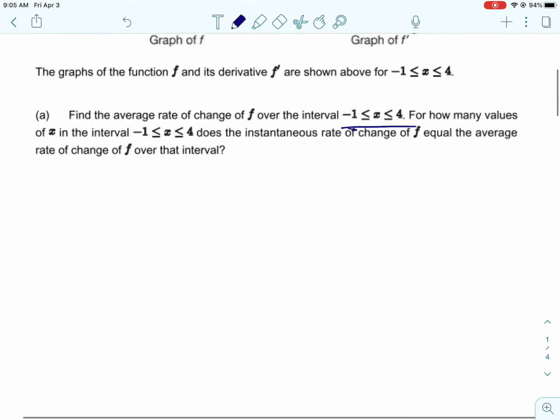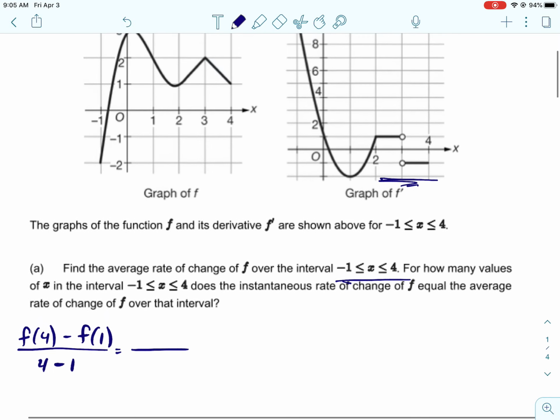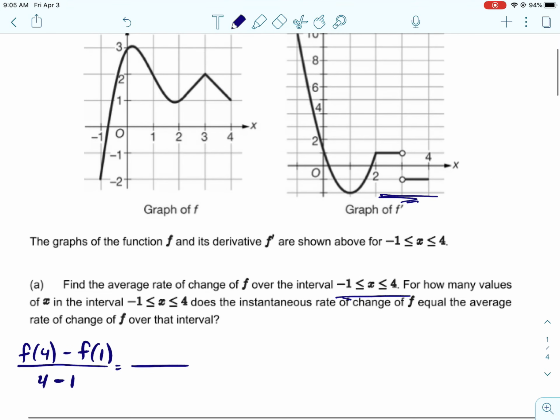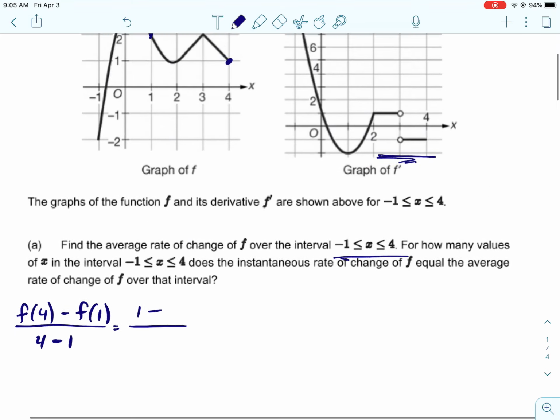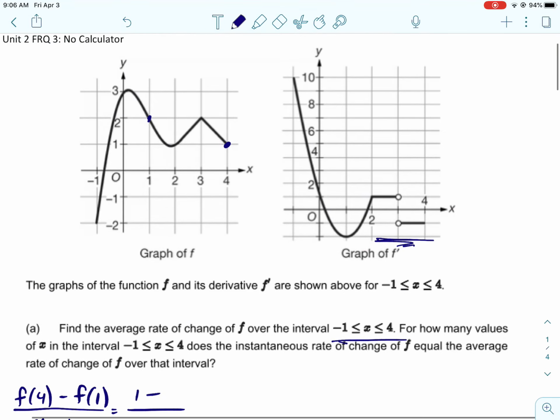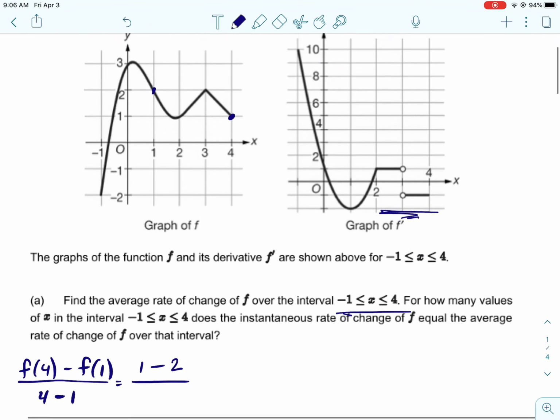For A, we're asked to find the average rate of change of f over this interval from -1 to 4. So let's just start with that. That is something that we already did in the first response question on this unit. So that's just using the slope formula. We would do f of 4 minus f of 1 over 4 minus 1. We can find f of 4 and f of 1 using the graph. So f of 4 is 1 and f of 1 is 2.